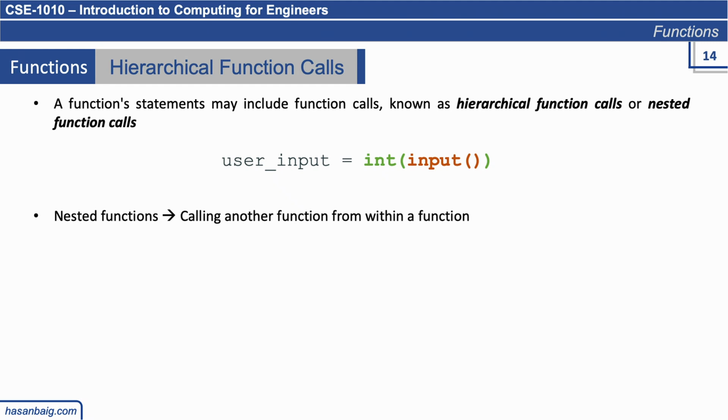Now, if we have to perform a mathematical operation on it, then we have to convert its type. For example, if I input 100, it would be treated as a string initially. Then you have to pass it to another function, like integer in this example. So we are passing a number, it is being converted into an integer, and then the value that you have taken as input would be assigned to user_input. Nested functions means calling another function from within a function. Any question here?